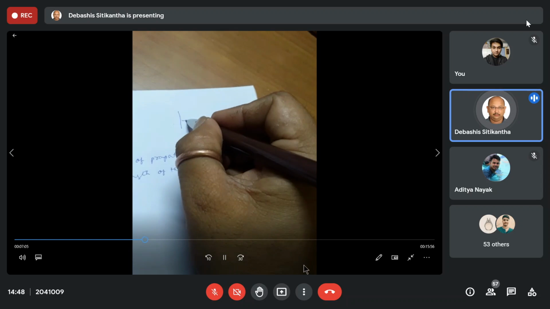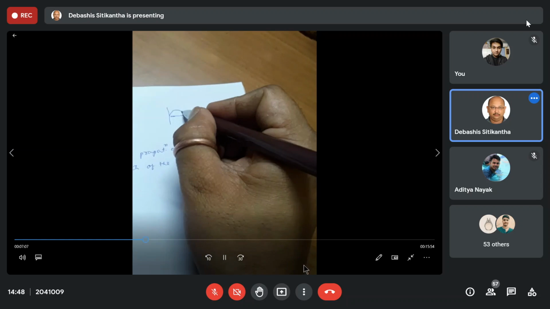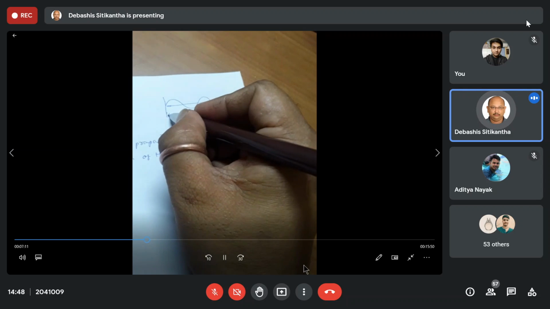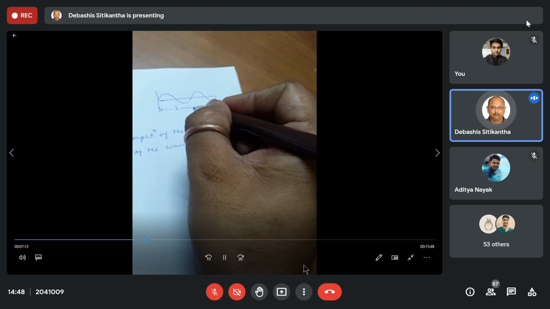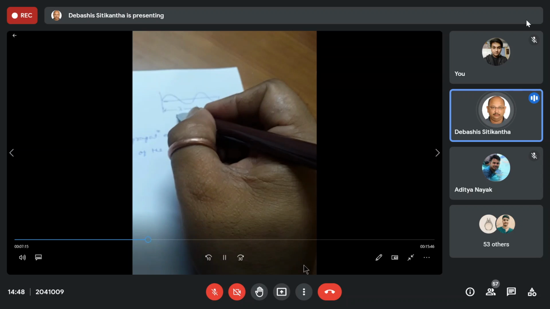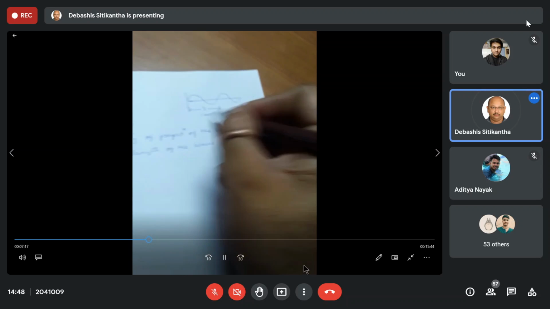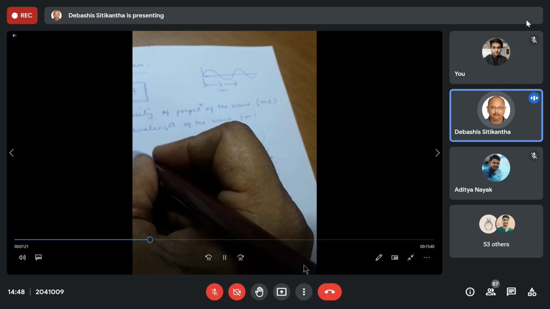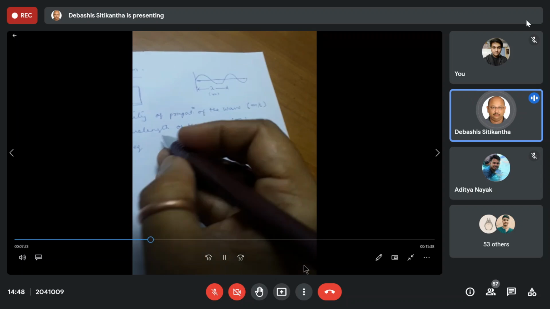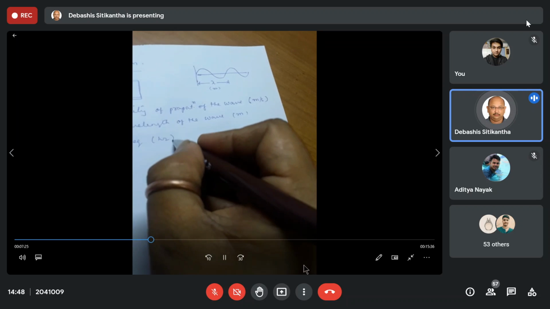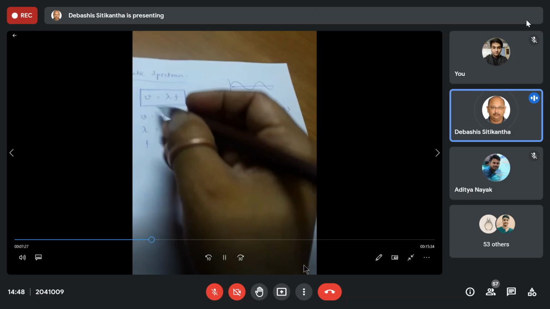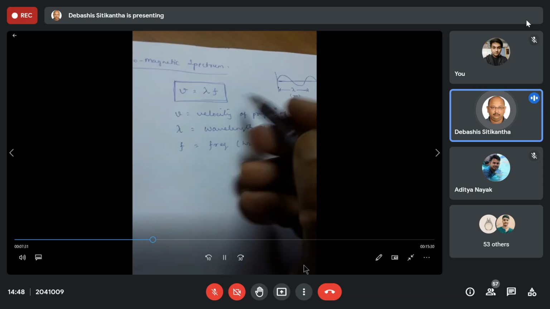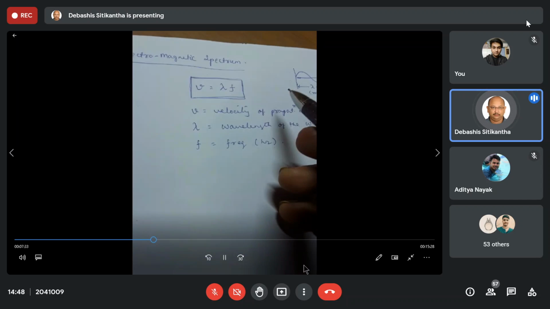So if I am having a waveform like this, then one wavelength is equal to this much, one complete cycle. So it is measured in meters. And frequency, what is frequency? f is known as the frequency, and the unit, as you all know, is hertz.